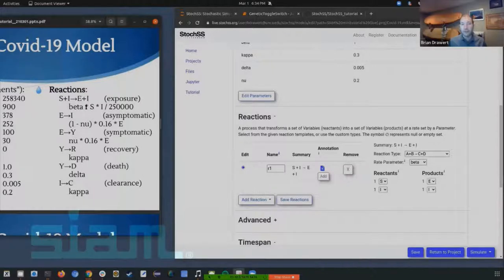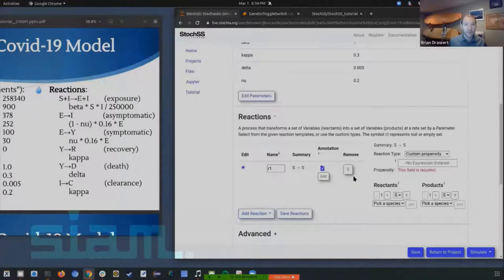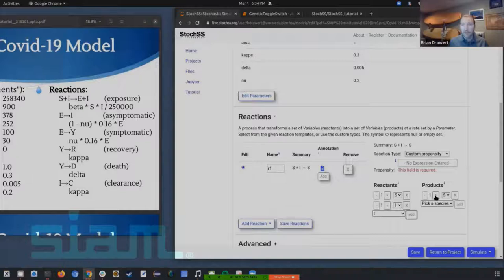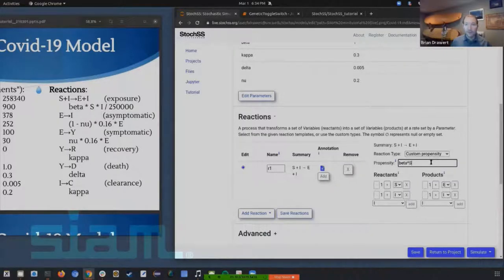Now, if it was just beta times S times I, I could just leave it as is, but unfortunately I can't. So I'm going to have to start over here, remove, add reaction. This is going to be custom propensity. So we have S here, and then an S and an I come in contact with each other, and that produces an E and an I. So S plus I goes to E plus I, and it's going to do it at the rate beta times S times I divided by 250000. And just to be clear, this is basically the base population of the region. Okay, so that's my first reaction there.